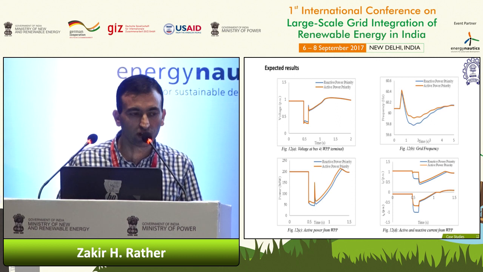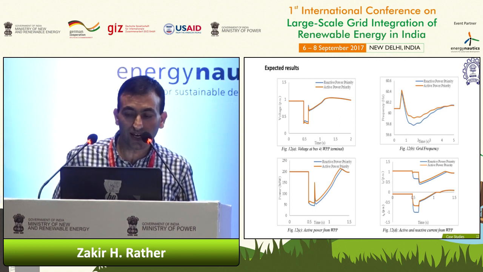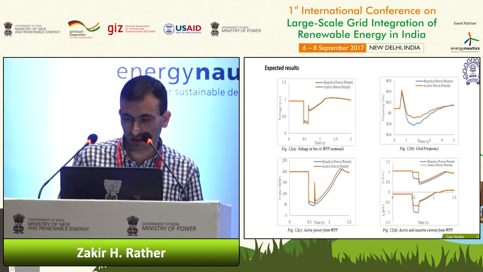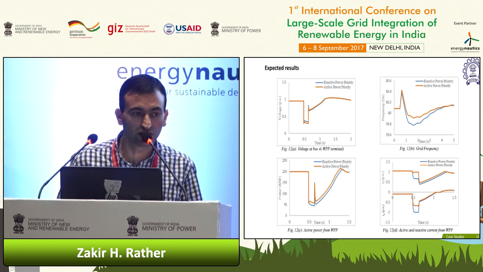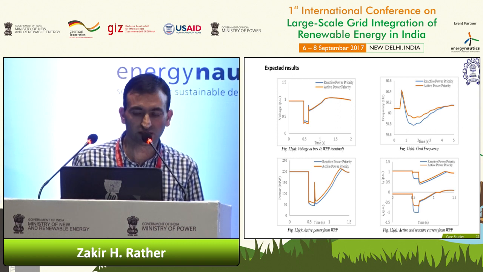So if you see the frequency of the system at the left top, the active power priority case is expected to be better than the reactive power priority case, and that is what is actually reflected in this figure. Active power priority case frequency is better than reactive power priority case LVRT.